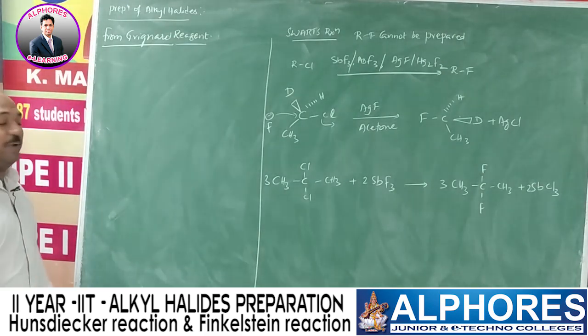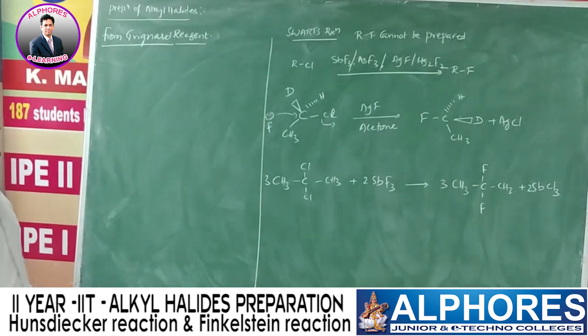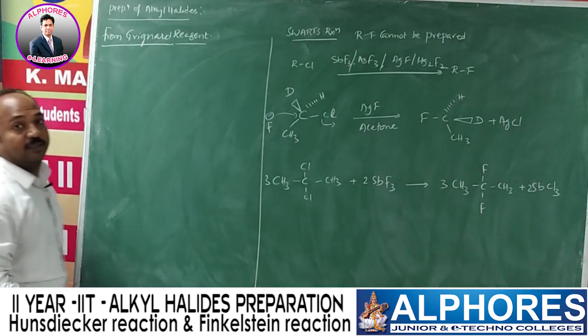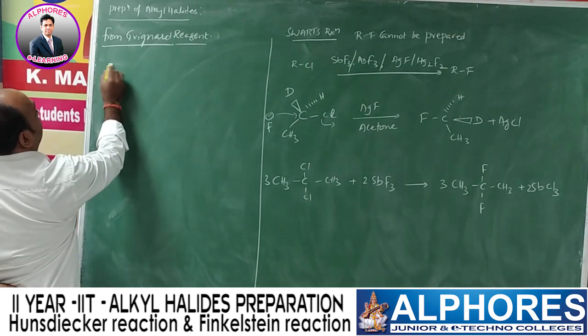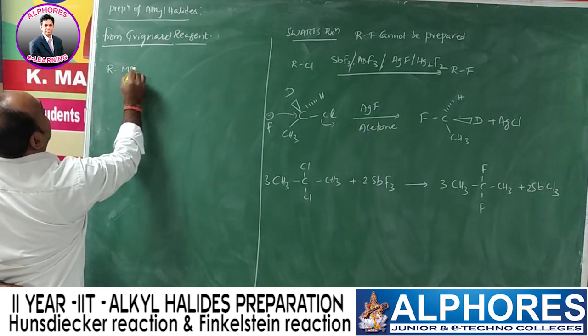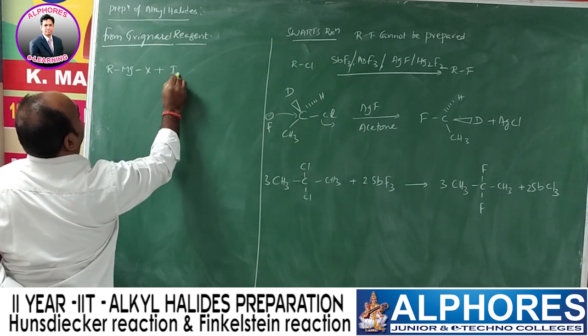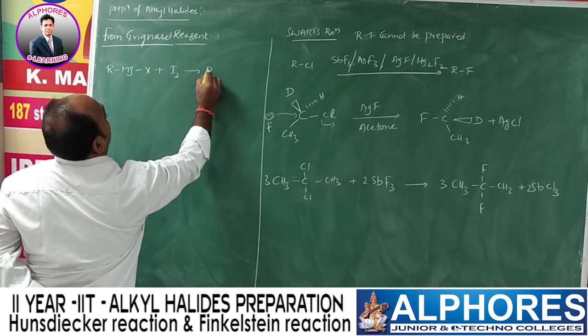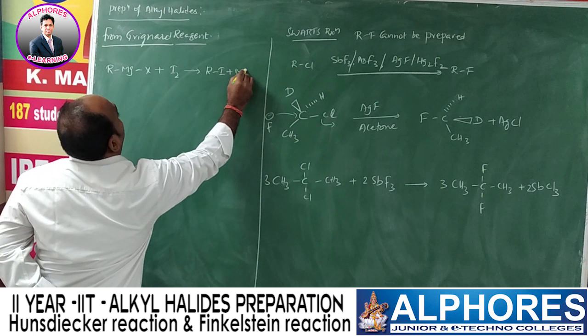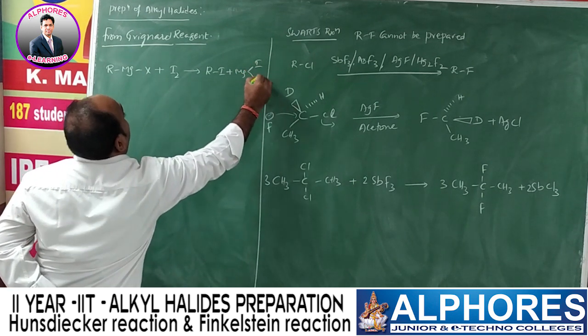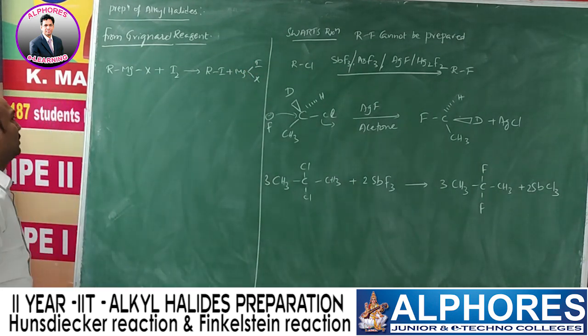So one more method of preparation of alkyl iodides is from Grignard reagent. As we know, Grignard reagents are RMgX, alkyl magnesium halides. Upon reaction with I2, we get alkyl iodide and MgIX. This is the reaction. So how is it possible, sir?